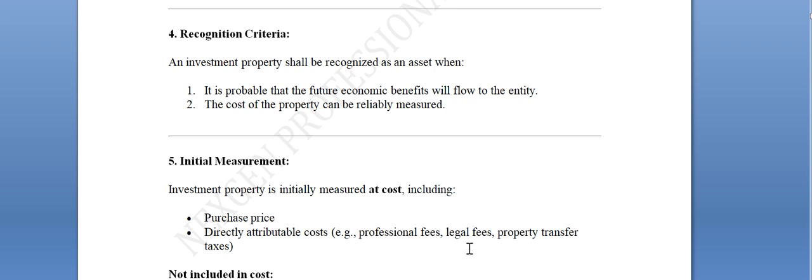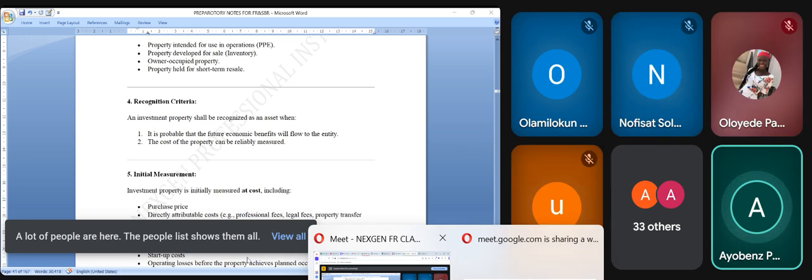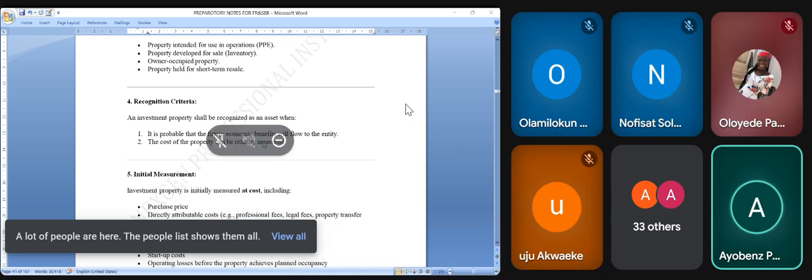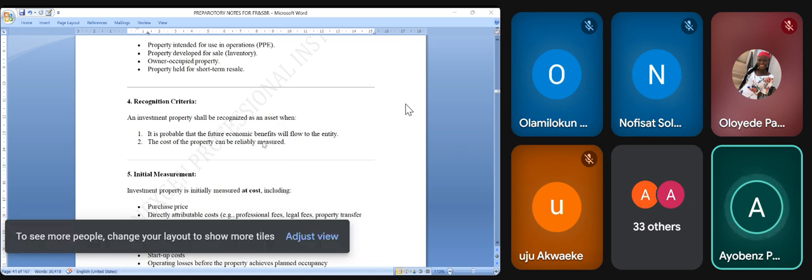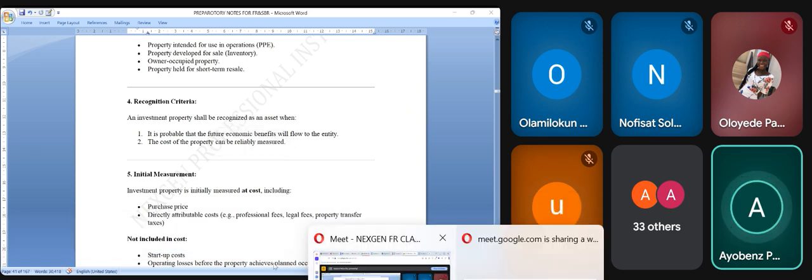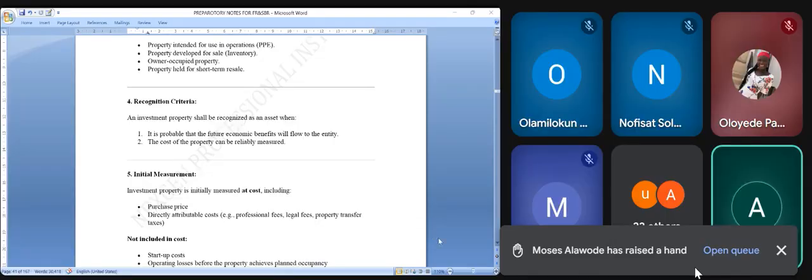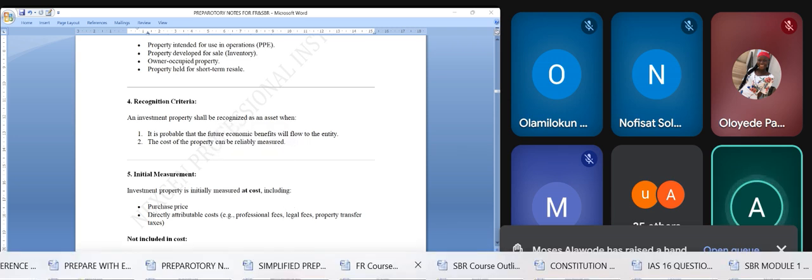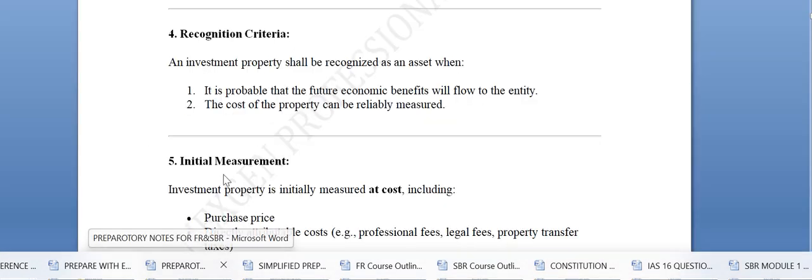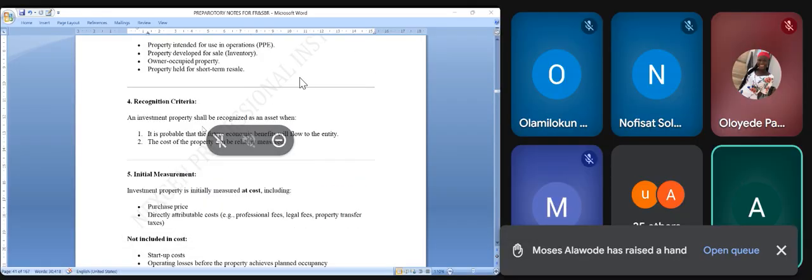So who can quickly tell me how to carry out initial measurement? Who can quickly tell me how to carry out an initial measurement? Can anyone try? Under AS 16, use the wisdom of AS 16 and let me know. Are you here? Okay. Go ahead, Moses. Good evening, sir. Good evening, I think the initial measurement is measured at cost.